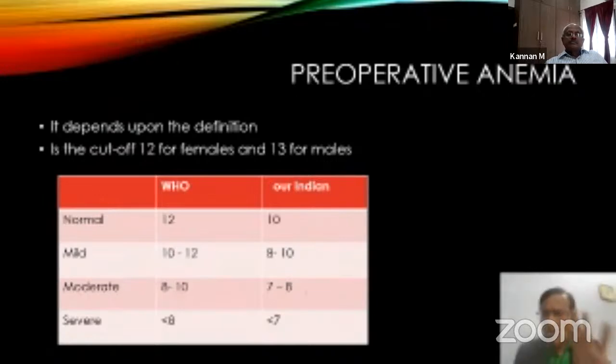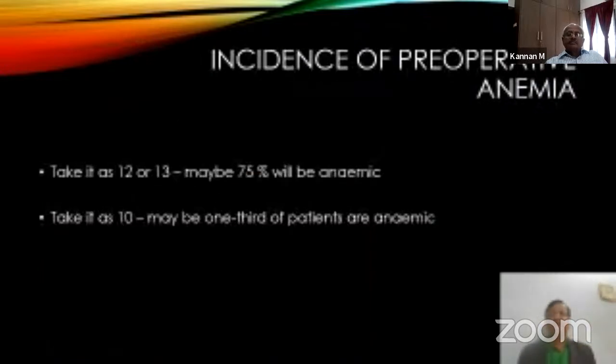Many of these things talk about non-pregnant patients only. So for pregnant patients, the scenario is different. What is the incidence of preoperative anemia? If you take it as 13, almost 75% of our patients will be anemic. And if we take it even as 10, one-third of our preoperative patients are anemic. That is what the evidence tells.